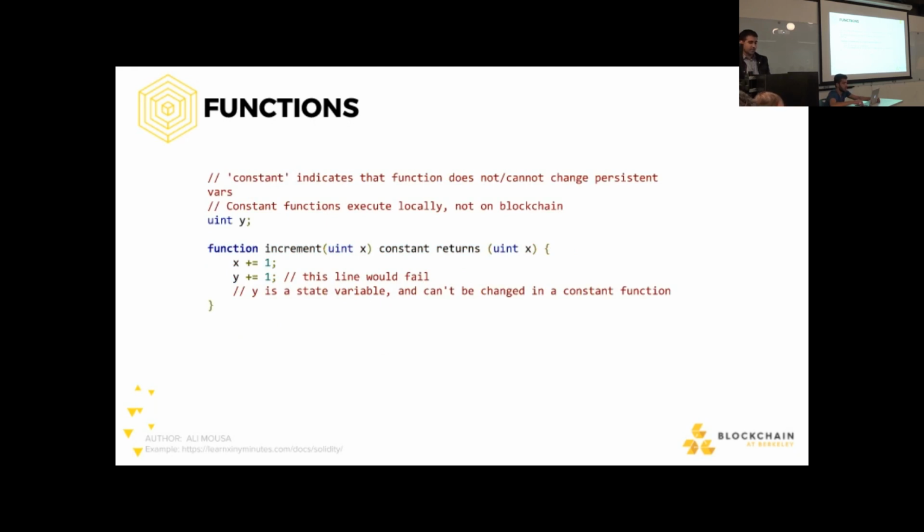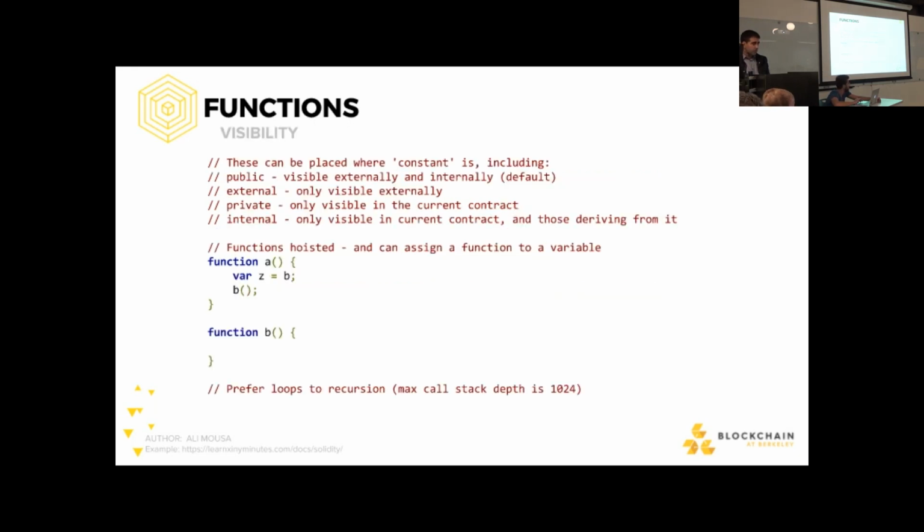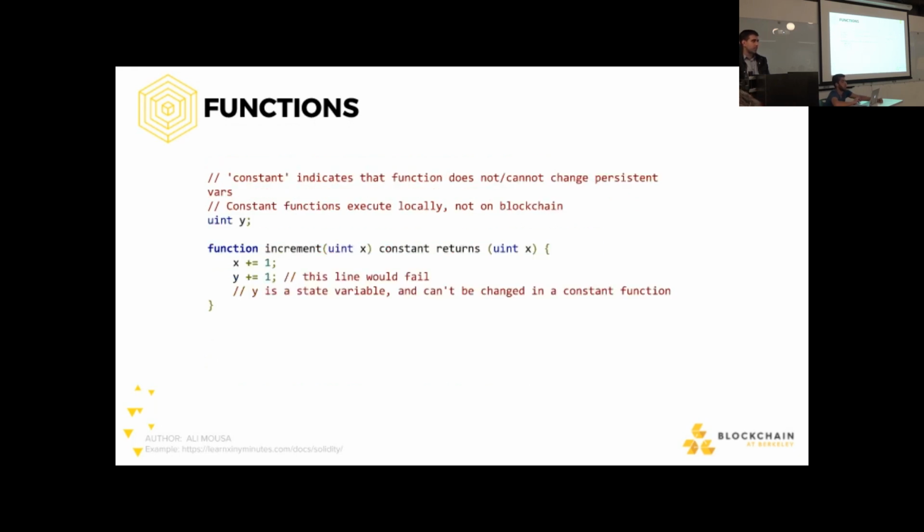And constant basically is going to indicate that you cannot change persistent variables inside a function. So note that we declare u and y here, and inside we try to increment it. However, this would fail because the function is declared as constant, and we cannot change state variables in a constant function. So you can only change local variables. So if it's outside the function, no, you can't.